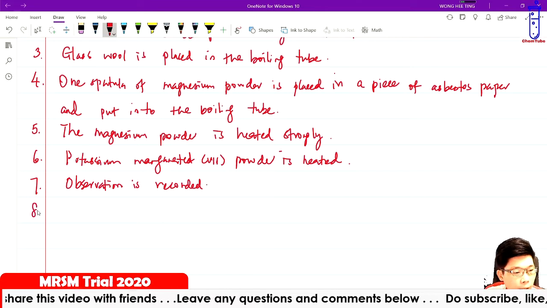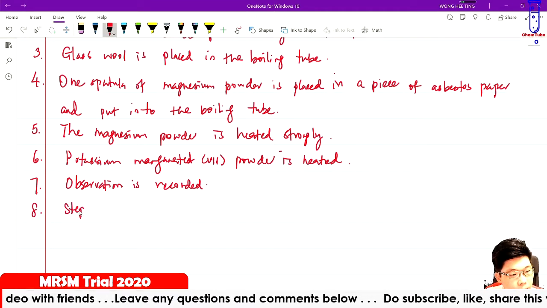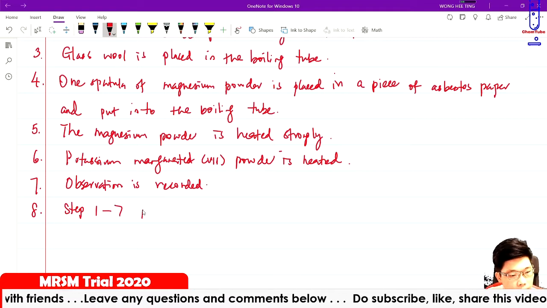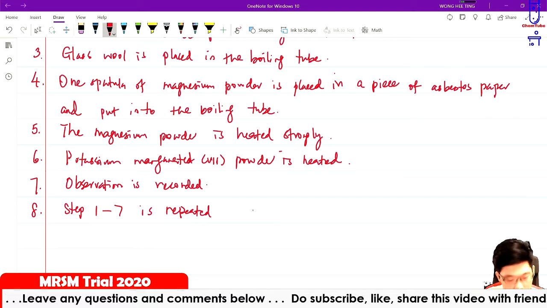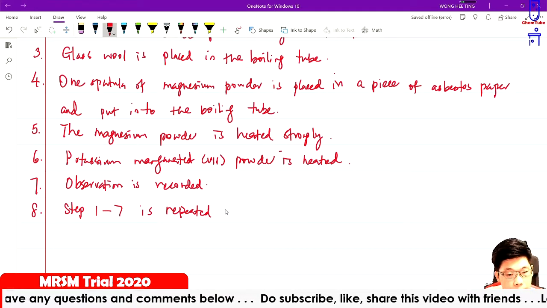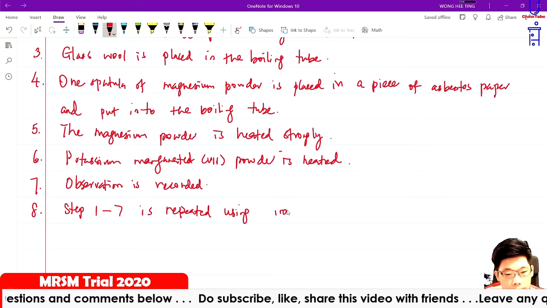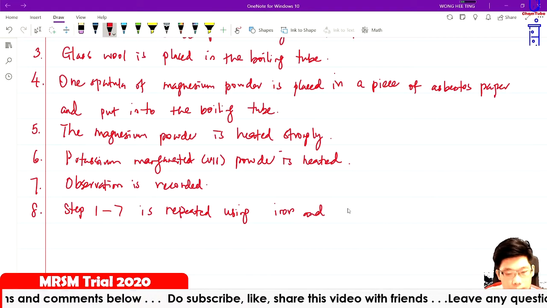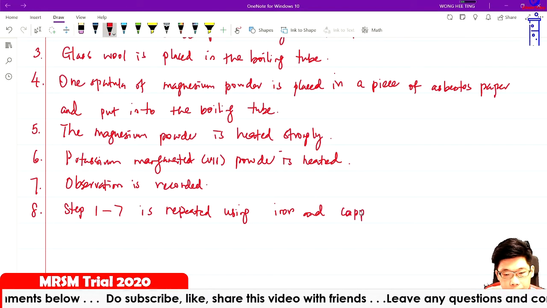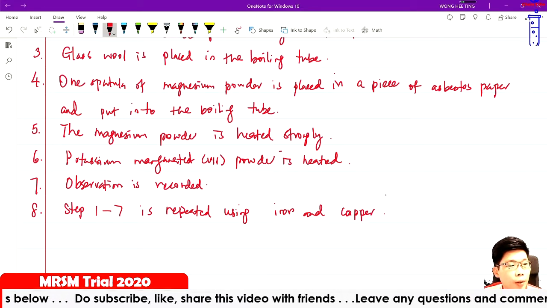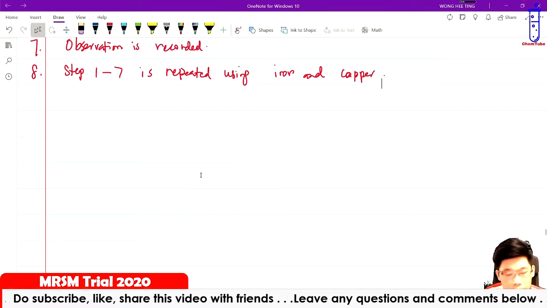Then after you record it, repeat, right? Steps 1 to 7 are repeated using another 2 metals, here the iron and the copper. So 8 points you can write. Then after that we need to include the observation.